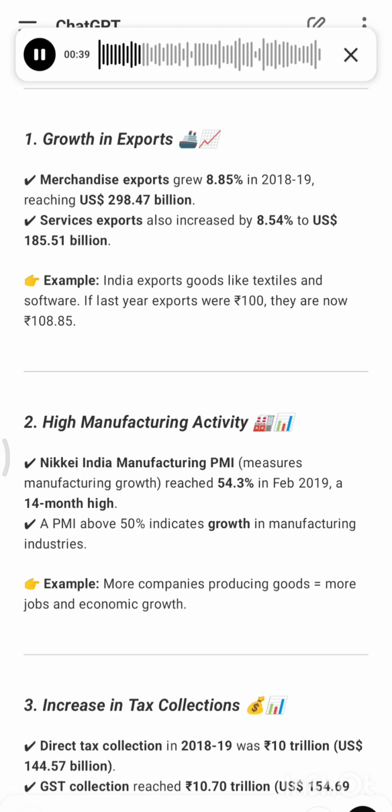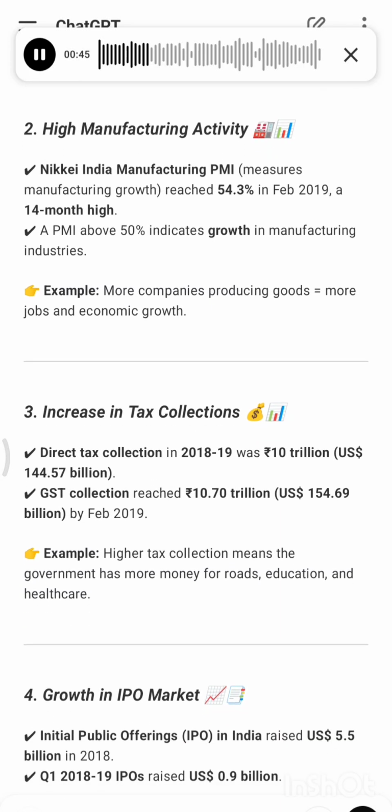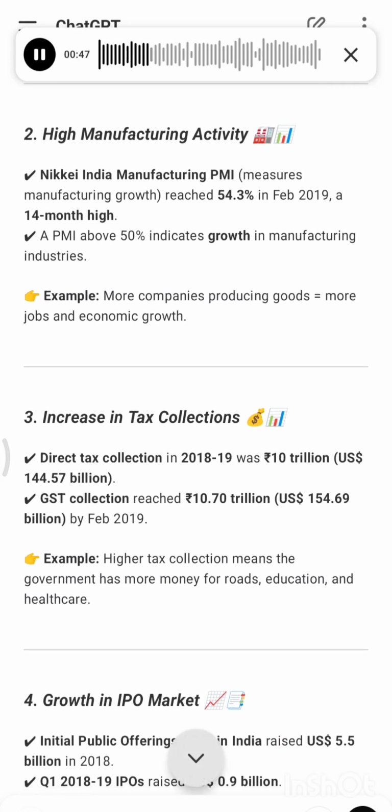2. High manufacturing activity. The Nikkei India Manufacturing PMI, which measures manufacturing growth, reached 54.3 in Feb 2019, a 14-month high. A PMI above 50 indicates growth in manufacturing industries. Example: more companies producing goods means more jobs and economic growth.